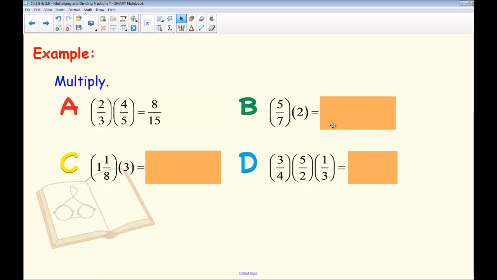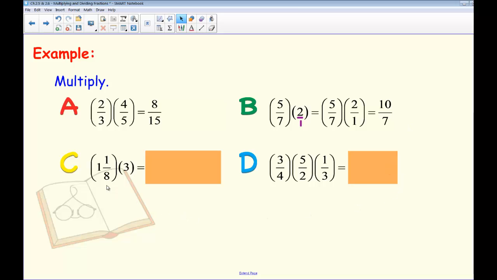In question B, 5/7 times 2. Now remember that 2 is really 2/1. So therefore, I just rewrote it here as 5/7 times 2/1. You could actually skip this step of your work, but I just showed it here for the purposes of demonstration. So if you multiply the 5 and the 2, we get 10, and 7 times the 1, we get 7, so therefore 10/7 is our final answer.